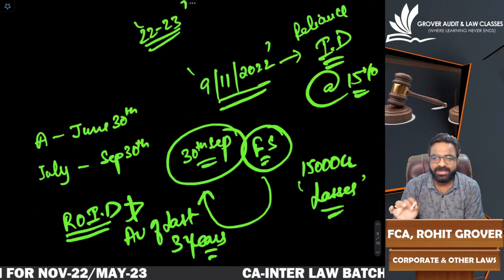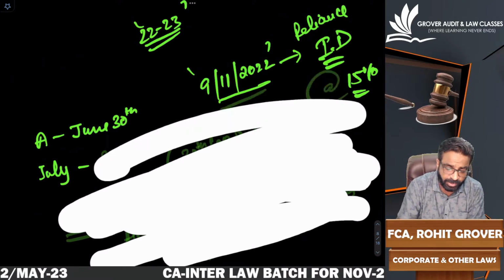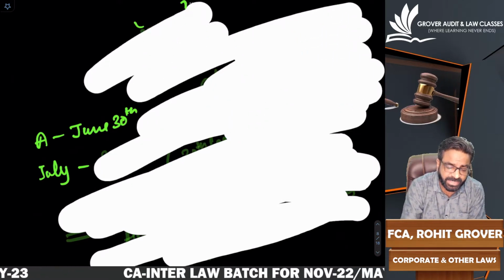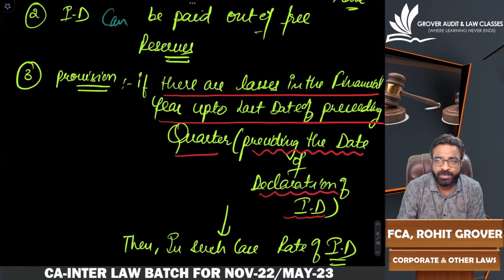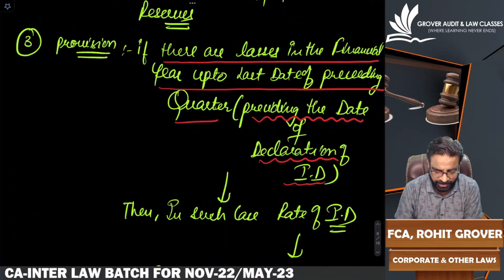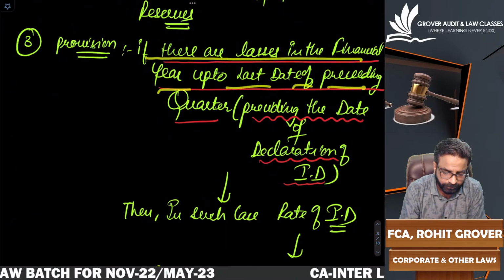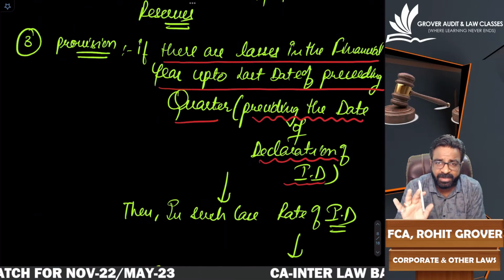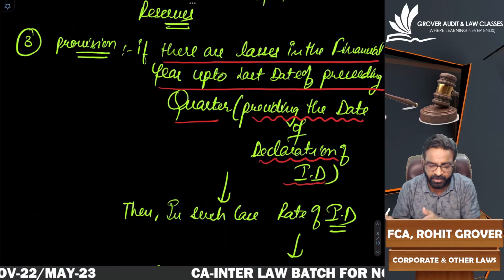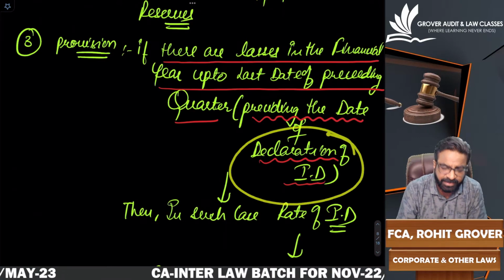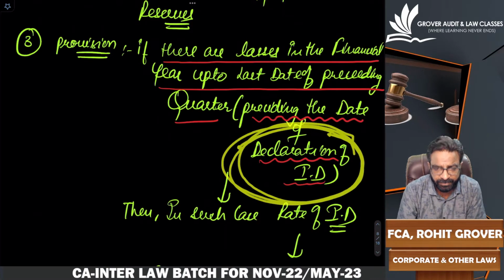Did you all understand the concept, everyone? Yes, sir. So this is going to apply only if the preceding quarter has shown profits or losses? Losses. Now, can you read this provision for every one of us? Provision: if there are losses in the financial year up to the last date of the preceding quarter, preceding the date of declaration of interim dividend.